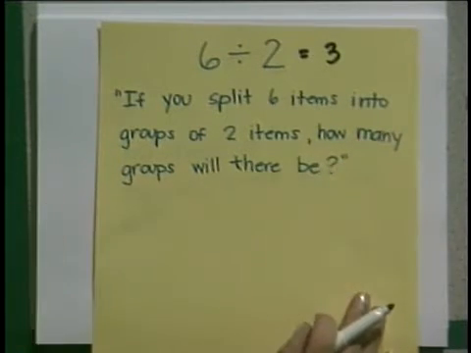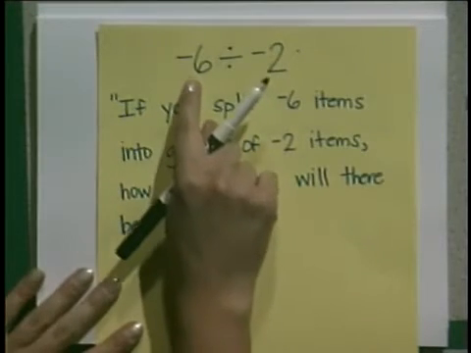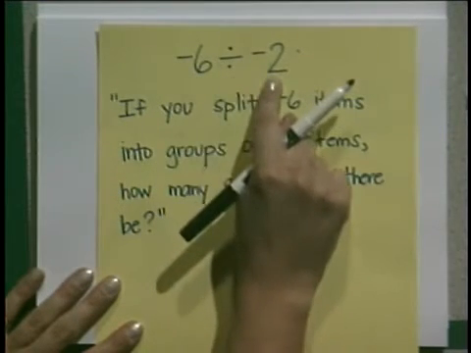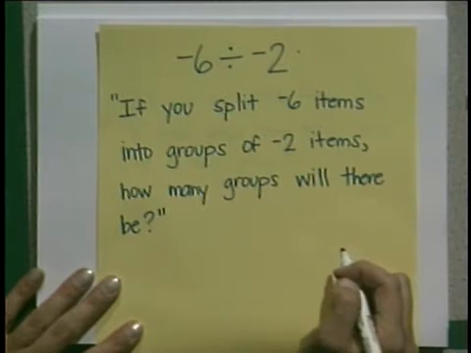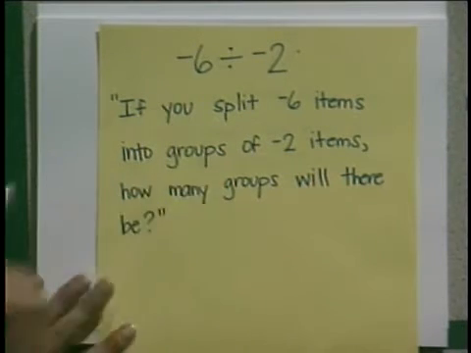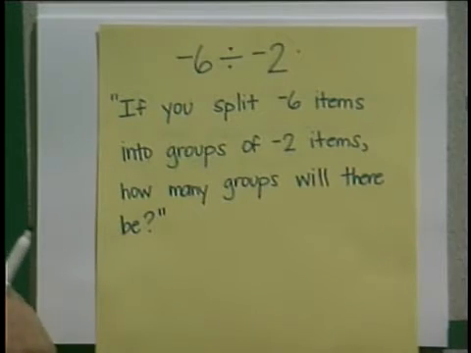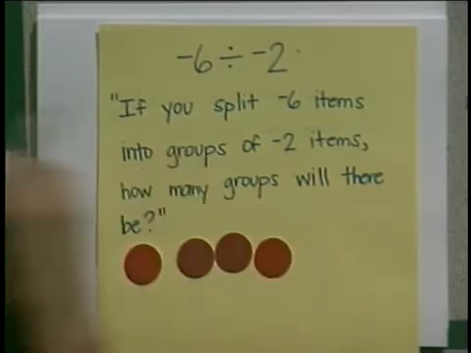Moving on to our next question. We have a negative 6 divided by a negative 2. If you split negative 6 items into groups of negative 2 items, how many groups will there be? So we are going to start off by representing our negative 6 with 6 red integer chips.